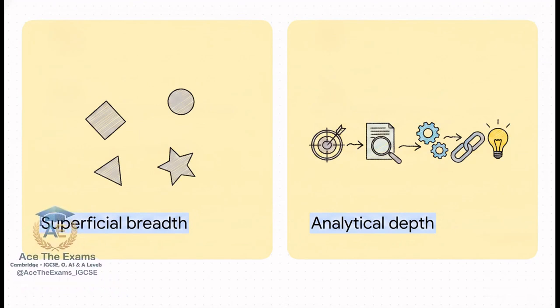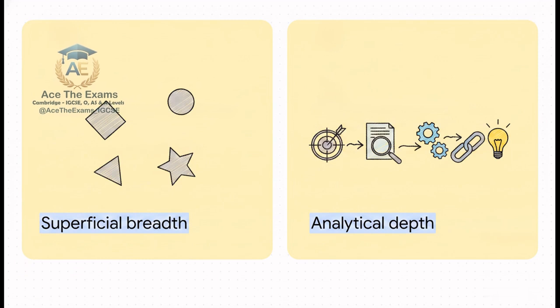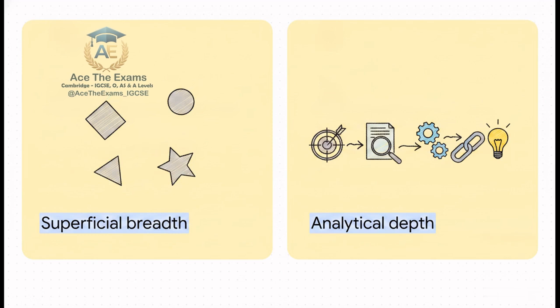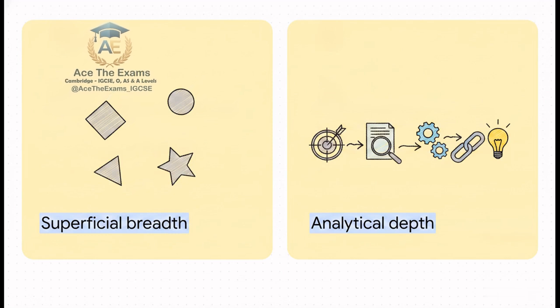They want logical, structured reasoning. To help you achieve this true analytical depth, I want to introduce you to the PEAL framework. It is a highly effective, absolute game changer for structuring your computer science answers. PEAL stands for Point, Evidence, Explanation, Link. Let's see this in action.